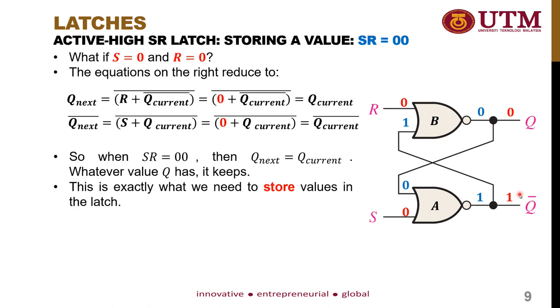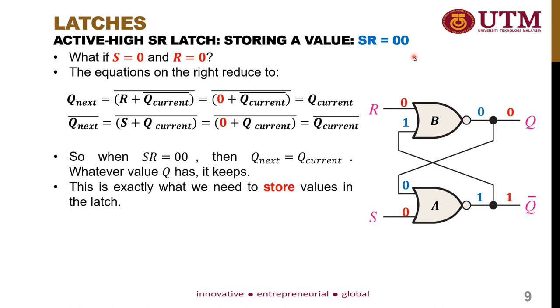From this example, we can say that if we have any values of Q current and Q bar current, the Q next will keep the current value, and Q bar will keep the current value of Q bar when we set S and R equal to 0.